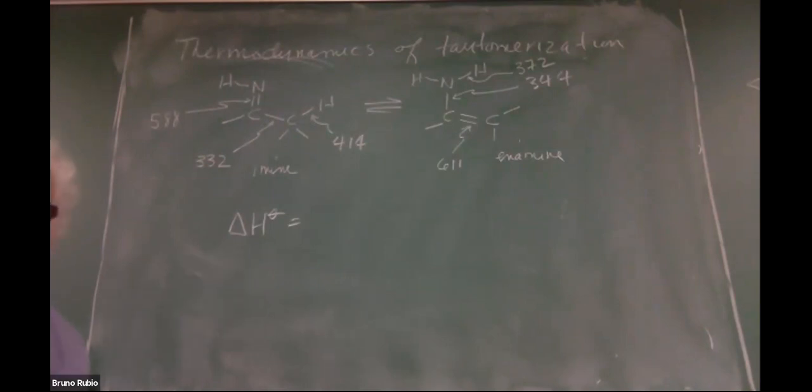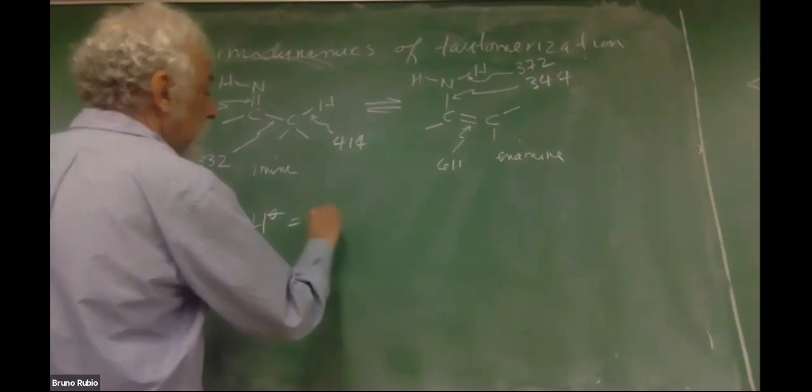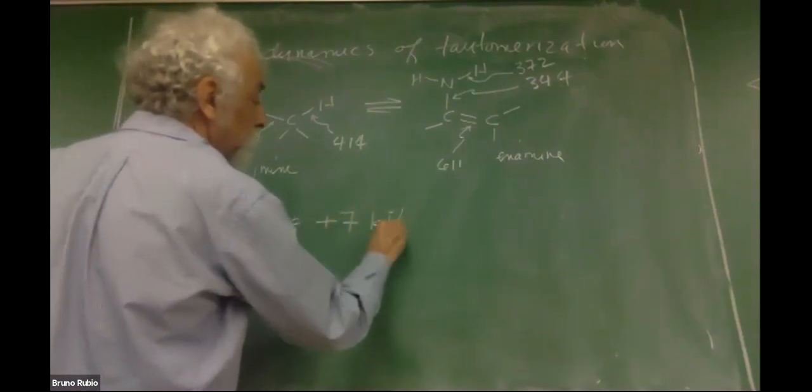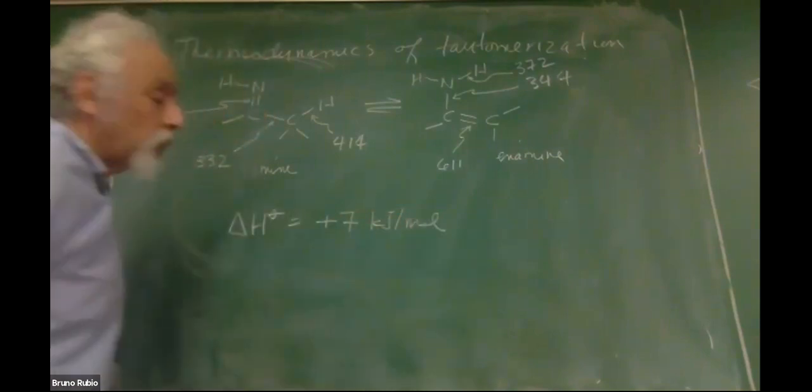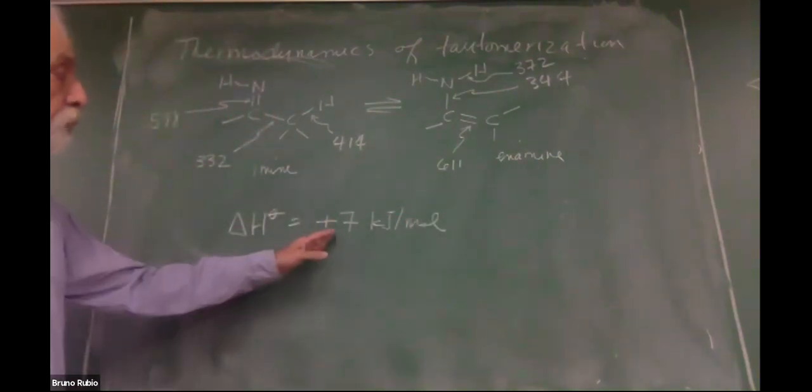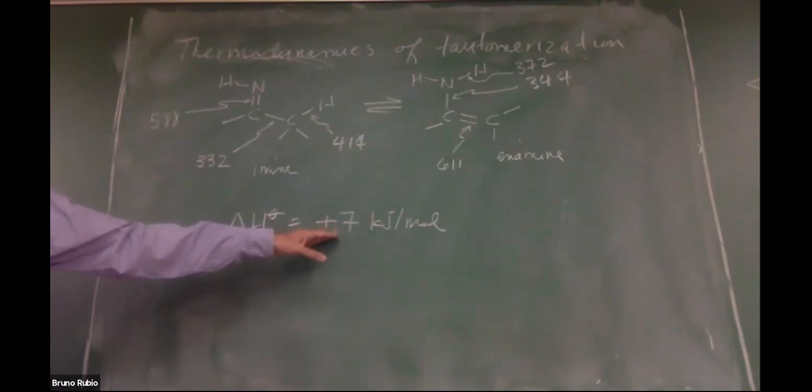Anyone come up with the answer? Anybody up there have the answer? Anybody trying the problem out? I got plus 7 kilojoules per mole. Okay, so that's bonds broken minus bonds formed, plus 7.